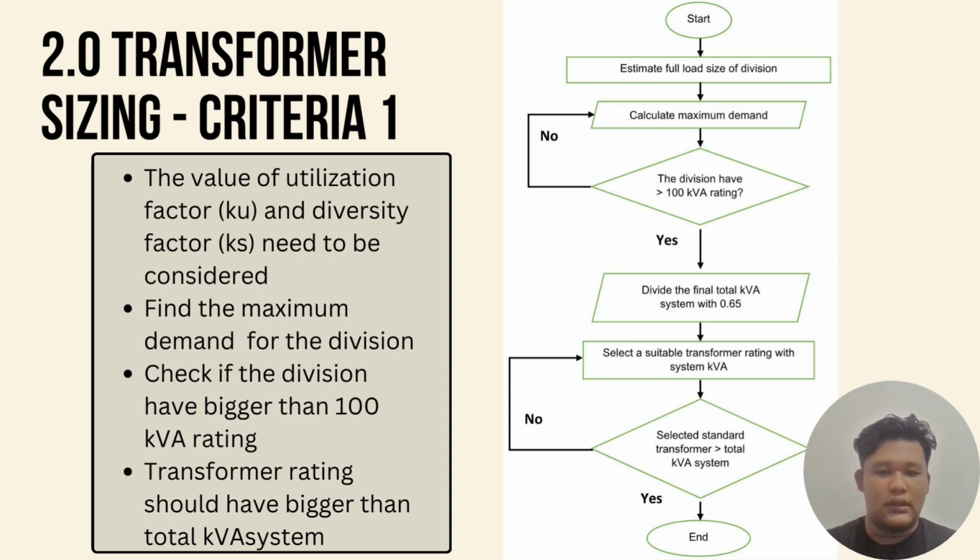As you can see here, this is the flowchart or workflow for criteria 1, which is from the start. And next is to estimate the full load size of the division. After that, we calculate the maximum demand. And then we check if the division has a rating over 100 kVA. And if no, the maximum demand is calculated again. And if yes, divide the final total kVA system by 0.65.